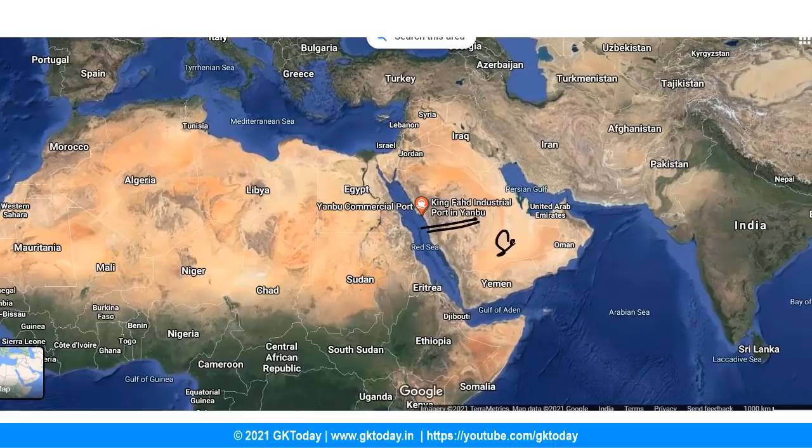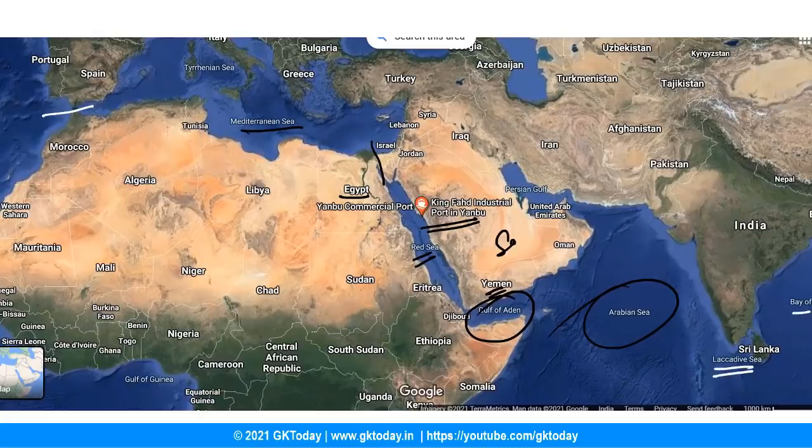So this is Saudi, this is Yemen, this is Gulf of Aden, Red Sea, Egypt, this is Suez Canal, Mediterranean Sea, Arabian Sea, Strait of Gibraltar, Lakshadweep Sea, Bay of Bengal, this is our country, this is Persian Gulf. Answer in comment box what is the name of this particular sea.